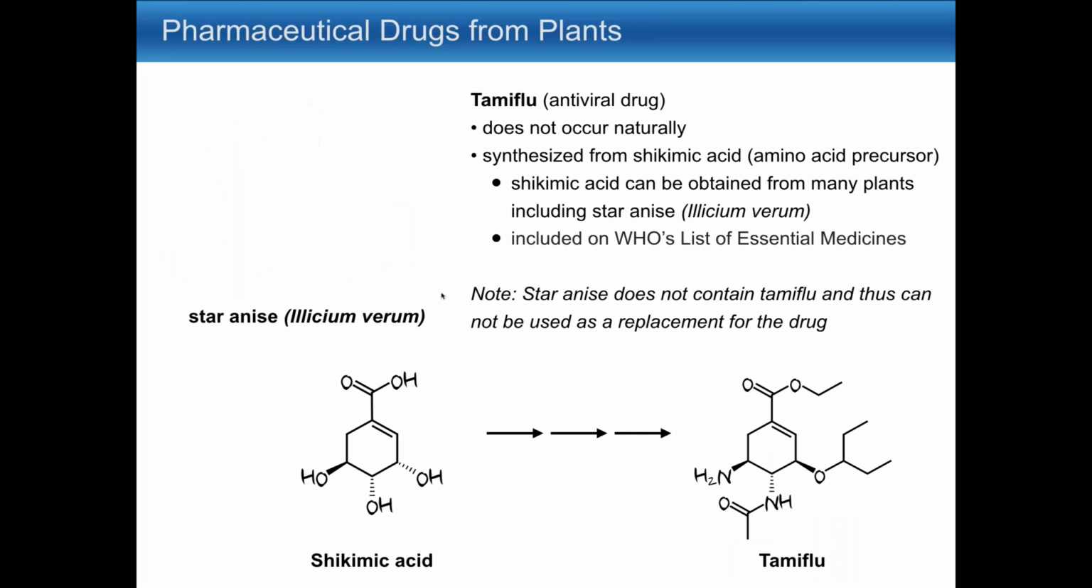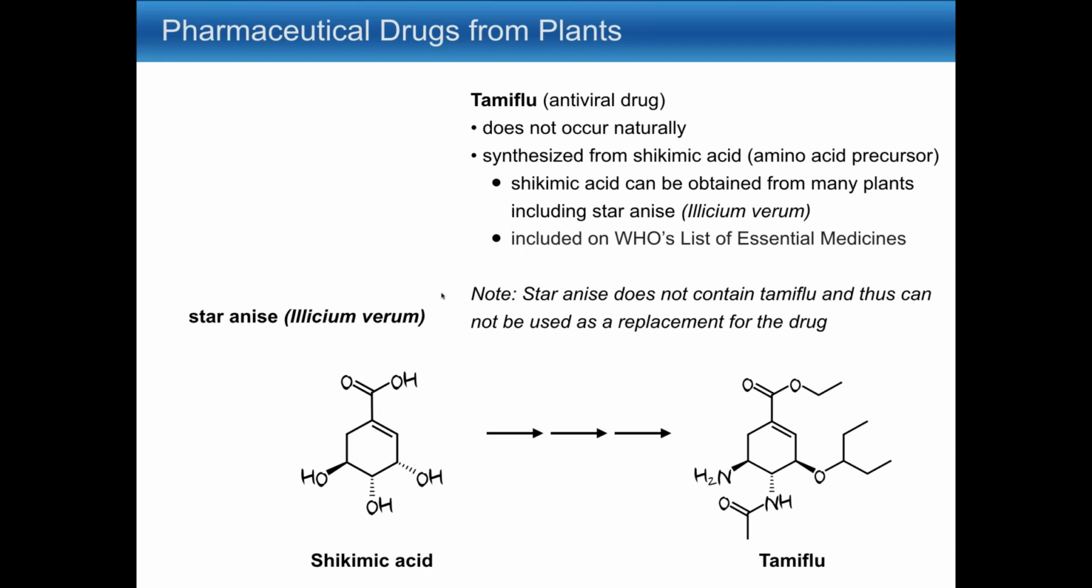So another herb, another important drug is one called Tamiflu. And you may have heard about Tamiflu when there were big threats of the flu pandemic. Basically, countries started to stockpile Tamiflu, and it's an important antiviral drug. It's not quite as good as we thought it was, but anyways, it still does help.